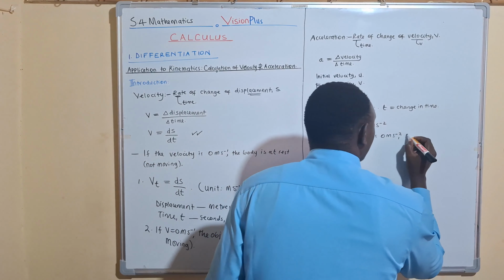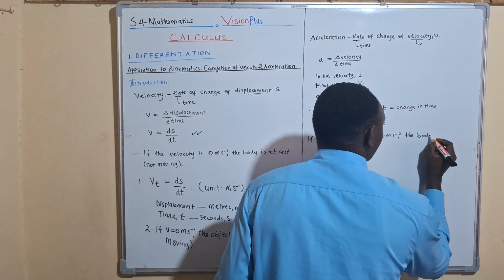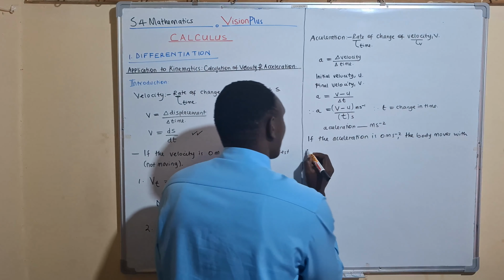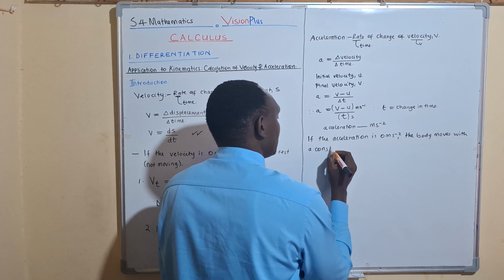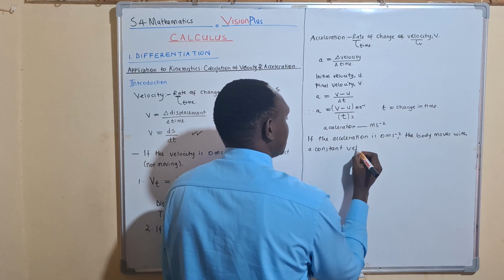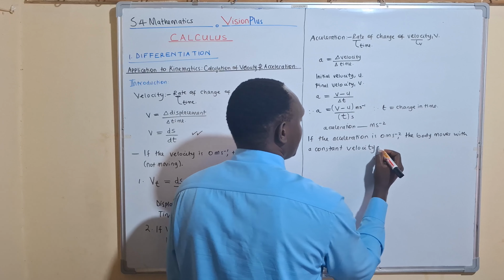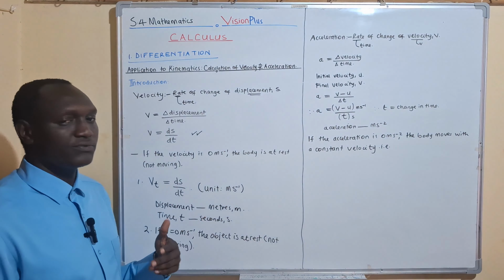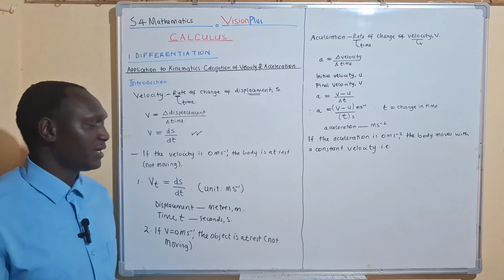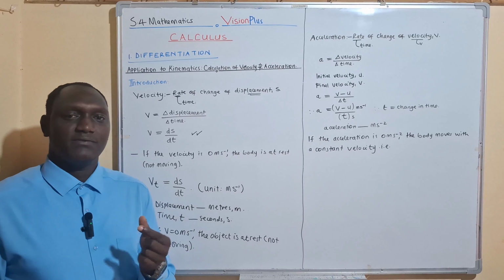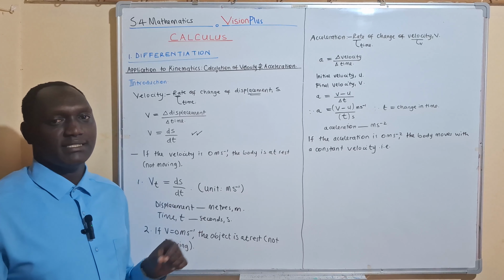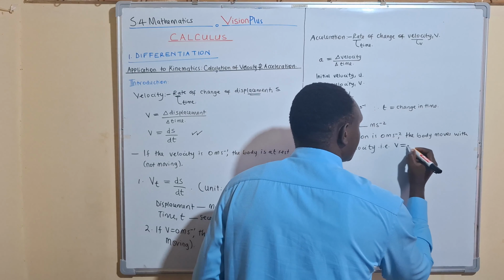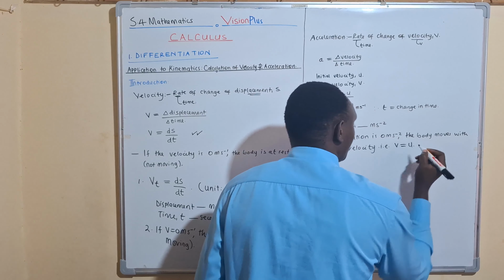It means that the body moves with a constant velocity. In other words, we are saying the final velocity is the same as the initial velocity. The final velocity v is the same as the initial velocity u.